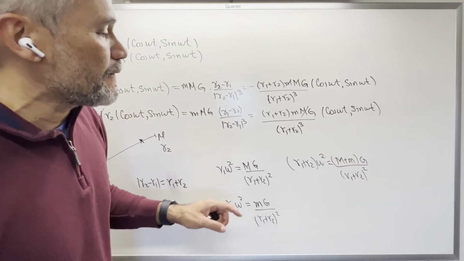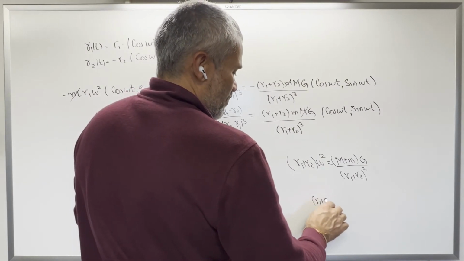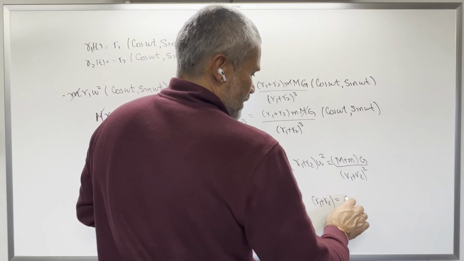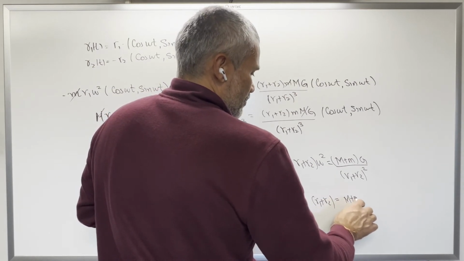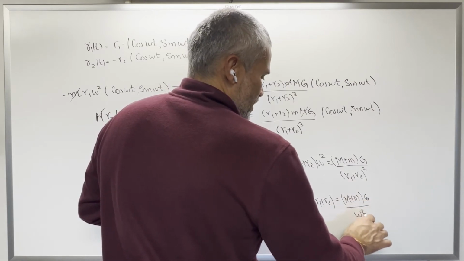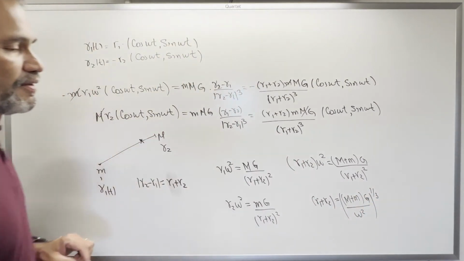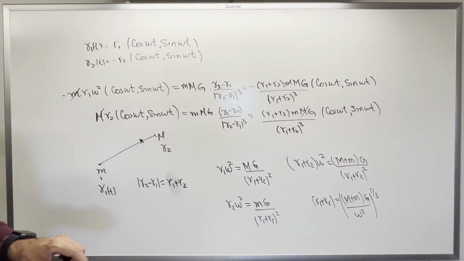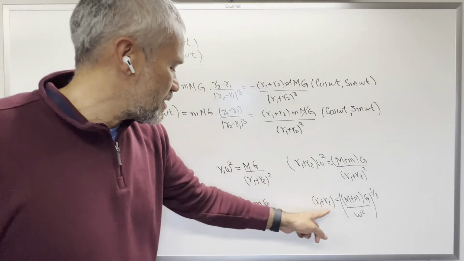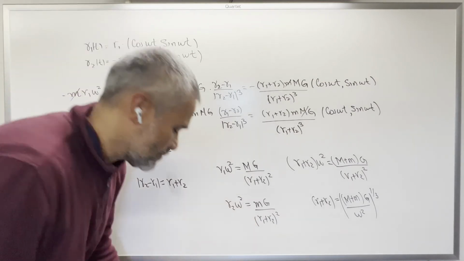That means that r1 plus r2 must be equal to m plus M times G over omega squared, everything raised to the power of 1/3. And when I replace this information here, I can find the r1, and when I replace this information here, I can get the r2.